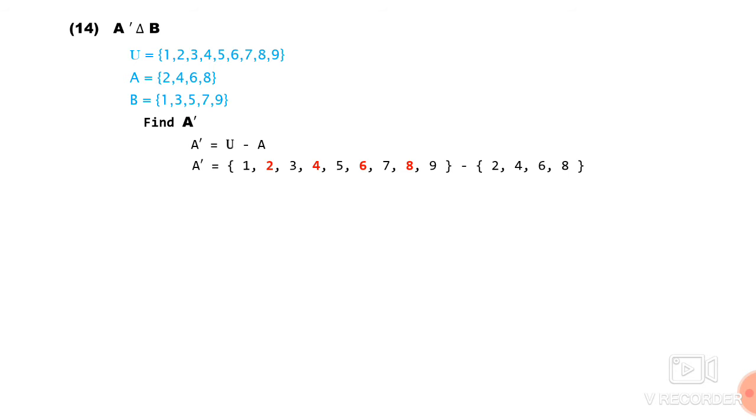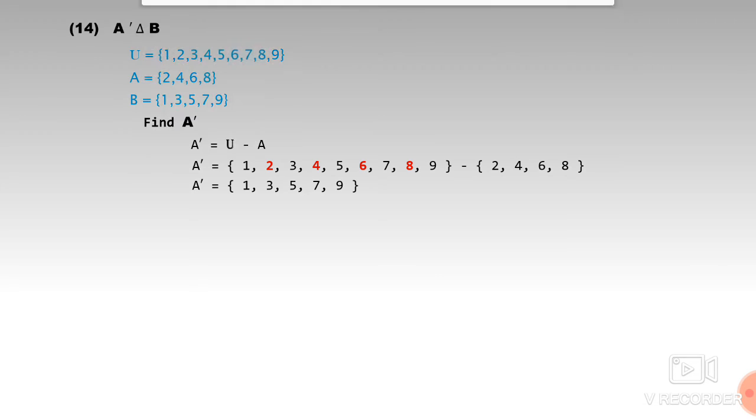A complement, symmetric difference, B complement. It means we have to find A complement first, in the same way as we have done for B complement. A complement means universal set minus set A. Write universal set first minus set A. All the same elements will be cancelled out, and the remaining elements of universal set will be written in the set of A complement. So we will have 1, 3, 5, 7 and 9.